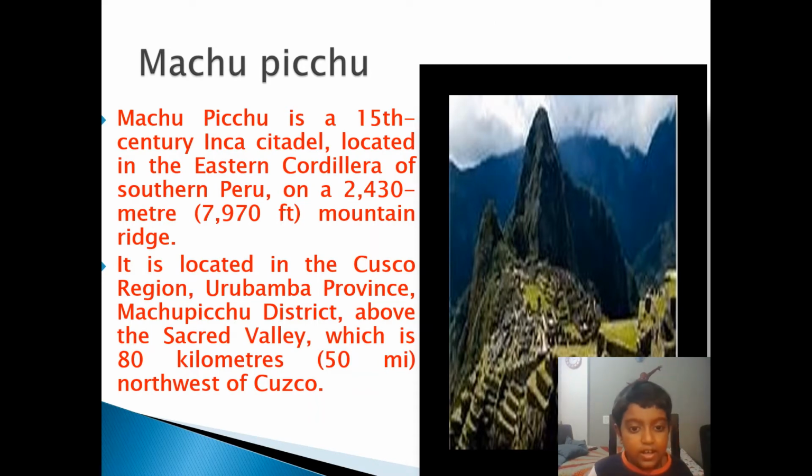It's located in the eastern cordillera of southern Peru on a 2,430 meter, 7,970 feet mountain ridge. It is located in the Cusco region, Urubamba province, Machu Picchu district, above the Sacred Valley, which is 80 kilometers, 50 miles southwest of Cusco, friends. So on the right side you can see the photo of Machu Picchu, friends.